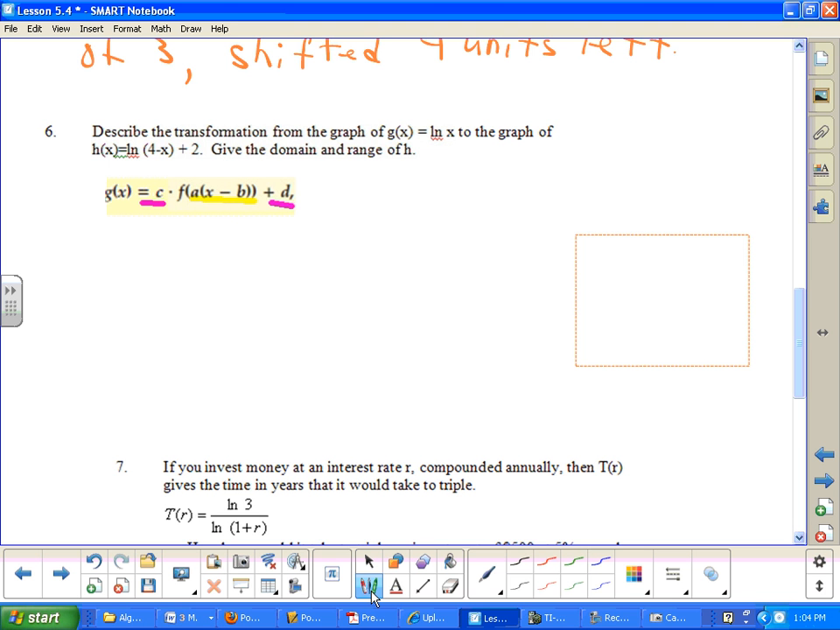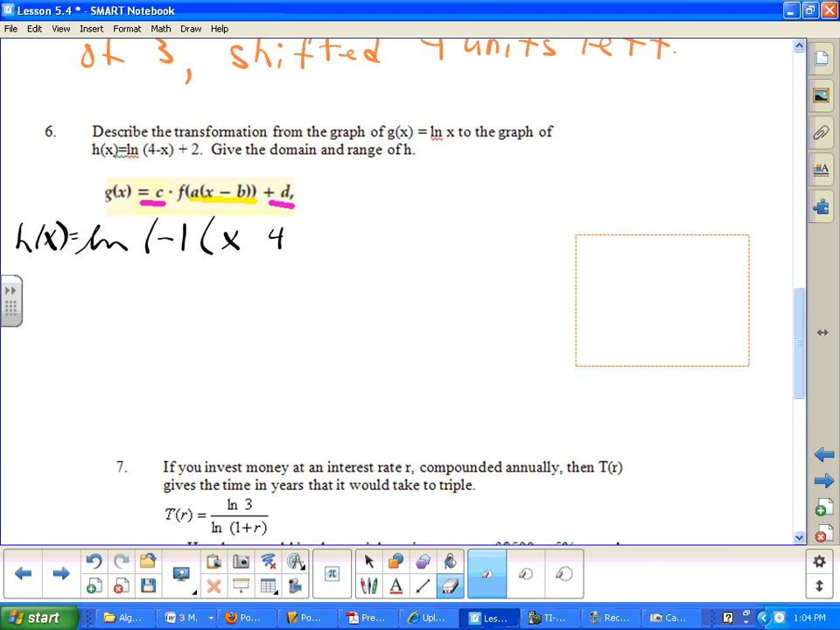So the first thing I'm going to do is take this logarithm and rewrite it as the natural logarithm of negative 1, because I'm going to factor out that negative. I want my x to be positive. So I'm going to factor out the negative. So it'll be a negative 1 times x plus 4, or x minus 4, excuse me, and then plus 2.